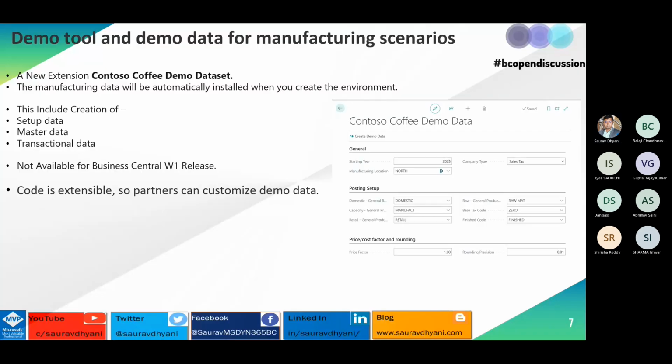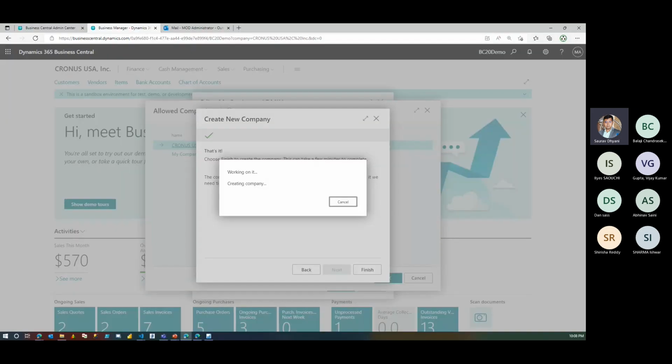We can move ahead. So as you can see, it asks you for the starting year, what kind of company you have, what is the manufacturing location that you have from your existing locations, which posting setup you would like to use, what are the price factor and rounding precision. And once you click create demo data, it goes through that code which you just saw in VS Code and starts creating that data which is written inside that extension, so that you can start utilizing that data for either your development or for all your scenarios that you need.